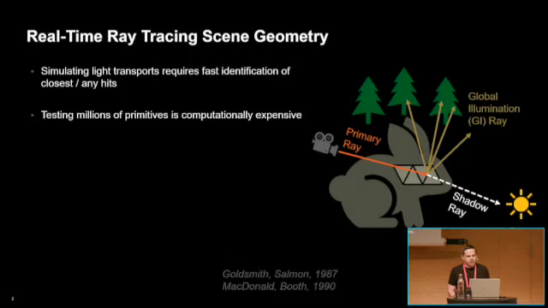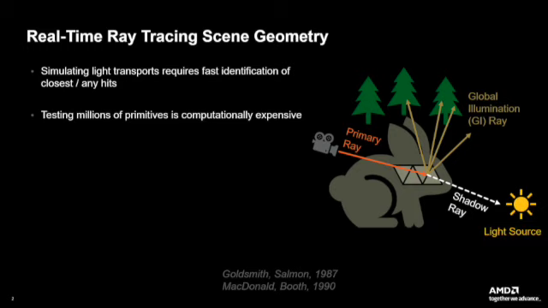So in real-time ray tracing, you basically have a scene geometry where usually it consists of triangles, and you want to simulate light transport. What you want to find out, when the light bounces or wherever, is whether there's any hit or any occlusion with the light source, and you want to simulate that. And you want to quickly identify the closest or any hit. However, testing millions of primitives, or triangles in that case, is very expensive and prohibitive. So you want to be fast in identifying those.